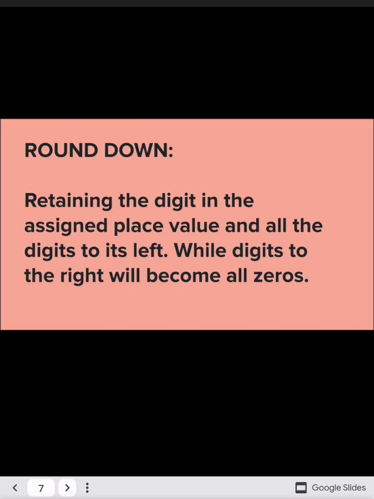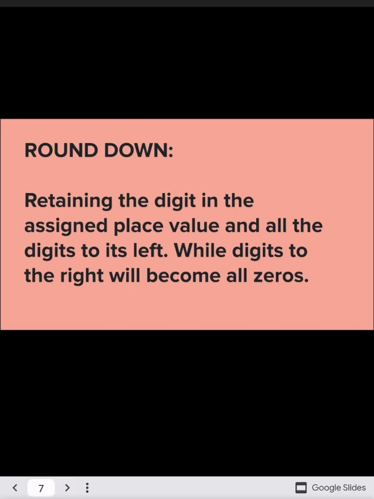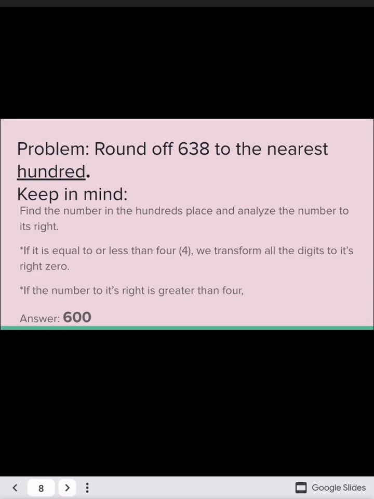Rounding down is retaining the digit in the assigned place value and all the digits to its left, while the digits to the right will become all zeros. So we retain the digit in the assigned place value, and all the digits to its left. The digits to its right, facing the screen, that's what I mean, right side facing the screen, will all be washed down and turn to 0. How do we do it?